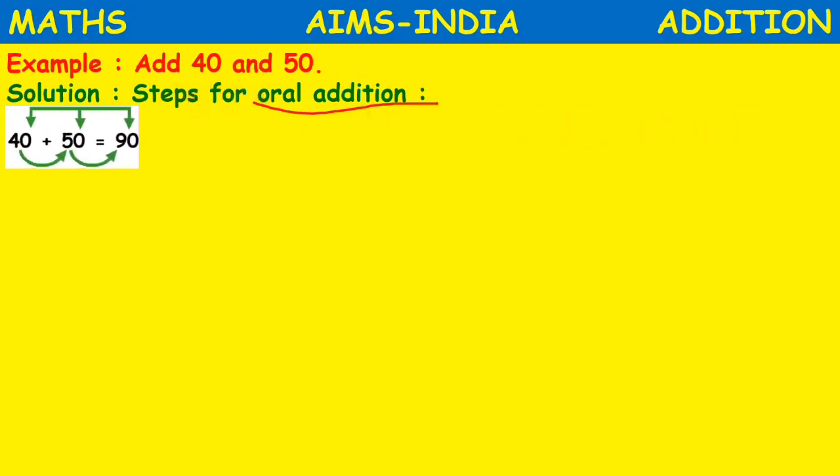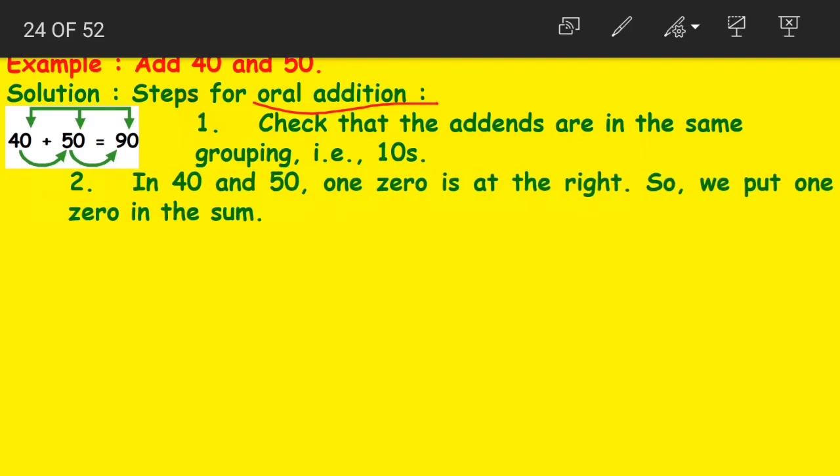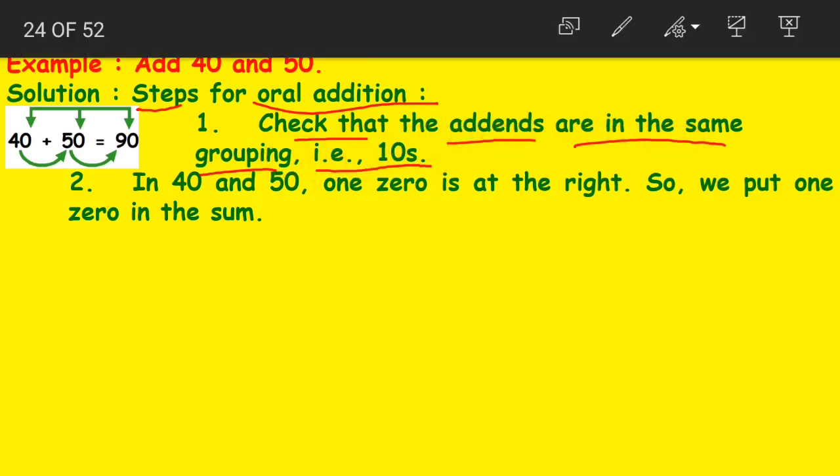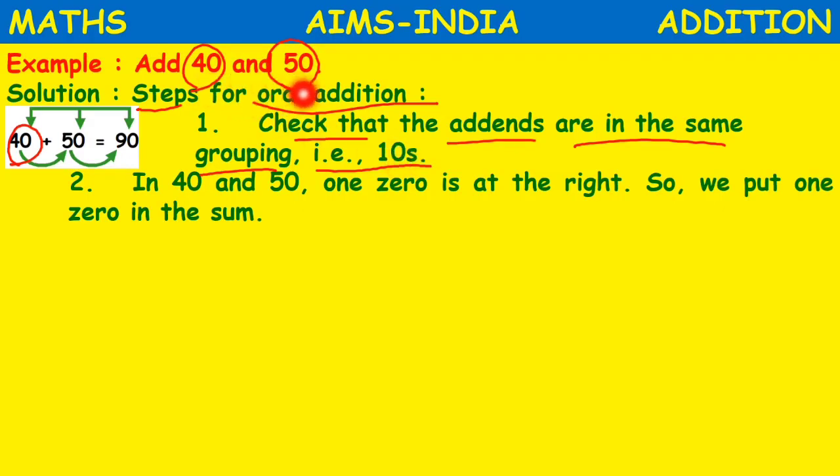Now the first example is add 40 and 50. Now what should we do for oral addition? The steps. First one is check that the addends are in the same grouping, that is tens. What do the addends mean, children? If you remember from our first class, addends means the numbers which we are adding, like here 40 and 50. We have to add these two numbers, right? Yes, so these two numbers become our addends.